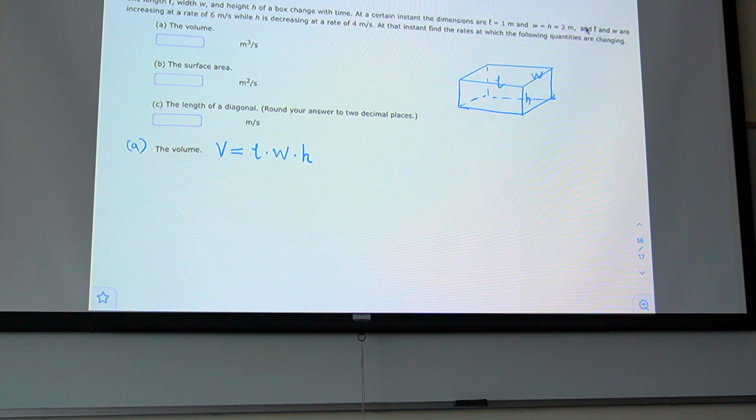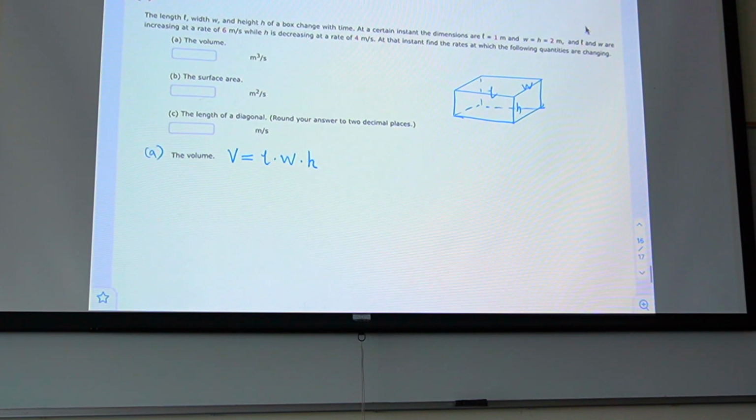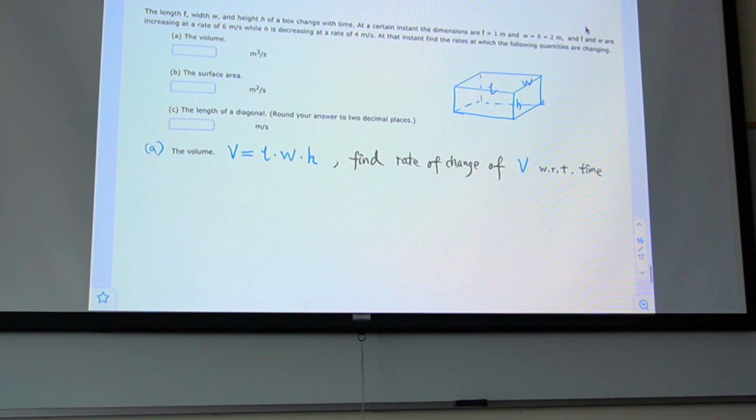What are we trying to find? At the instant, find the rates at which the quantities are changing. So what are we trying to find here? The change of the volume with respect to what? With respect to time, right? So we're trying to find the rate of change of the volume with respect to the time. In this case, let's call it t.